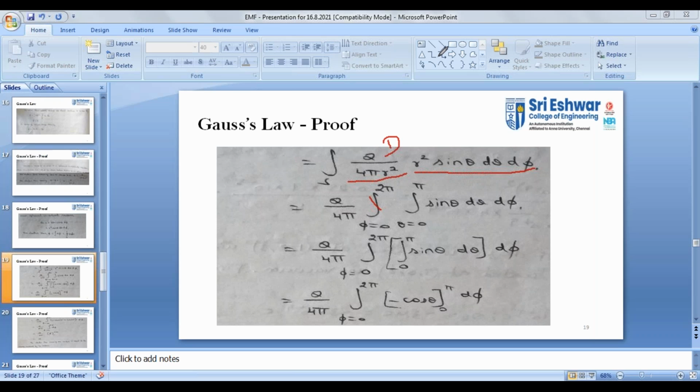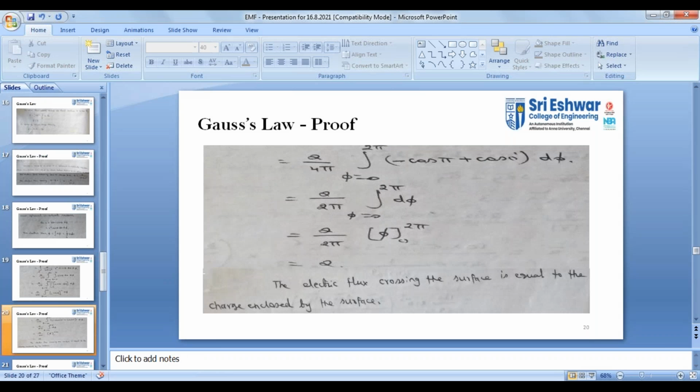So the integration range is theta from 0 to pi and phi from 0 to 2 pi of r square, which cancels, remaining is sine theta d theta d phi. So the point is we have to integrate sine theta with respect to theta and with respect to phi between the limits theta from 0 to pi and phi from 0 to 2 pi, and we have to derive the answer. If I do it, what happens to the answer is in the next slide.